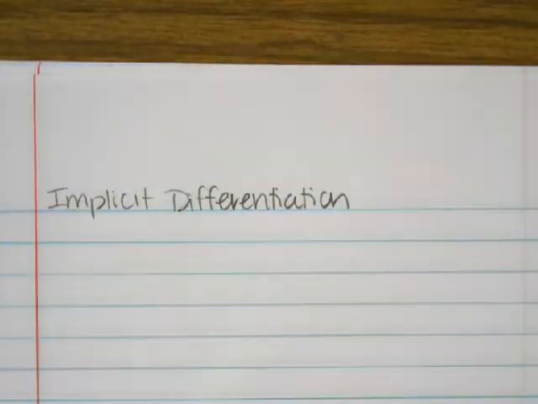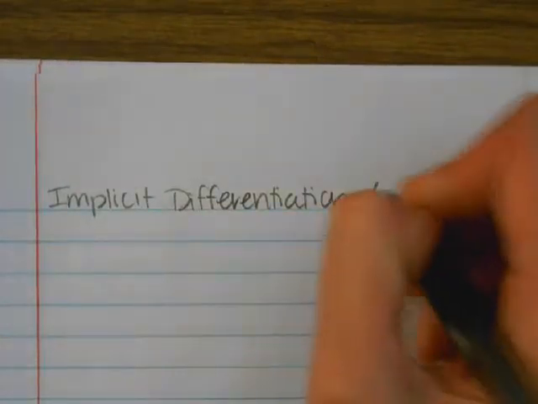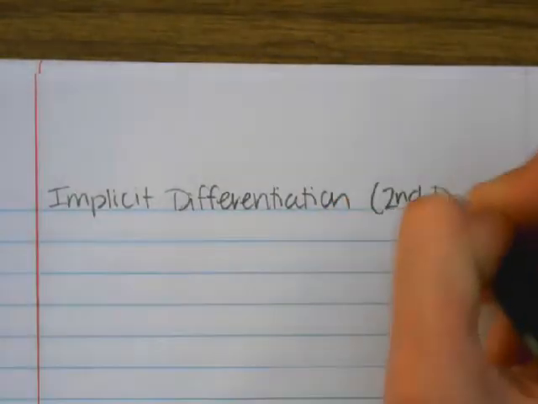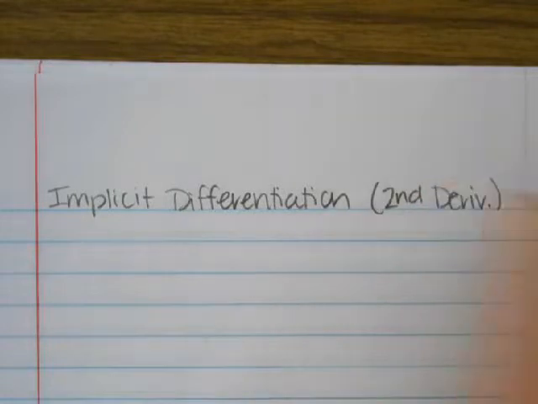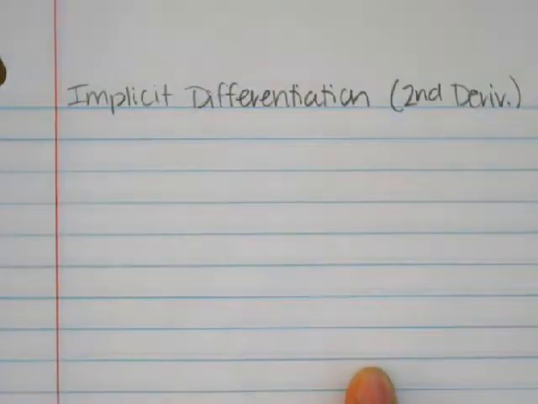So this is implicit differentiation, and we're focusing today on the second derivative. Because we've done the first derivative several times. That's the dy dx. We're able to find that. Now we want to be able to find the second derivative.